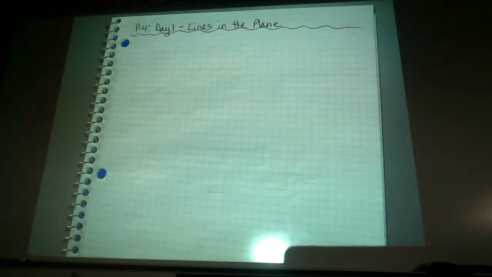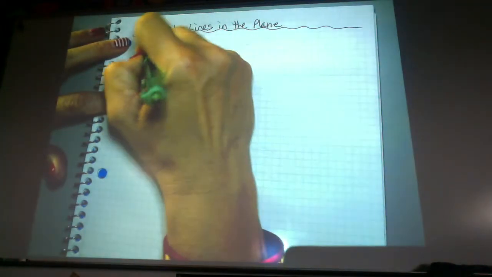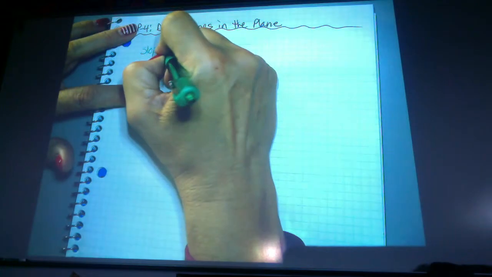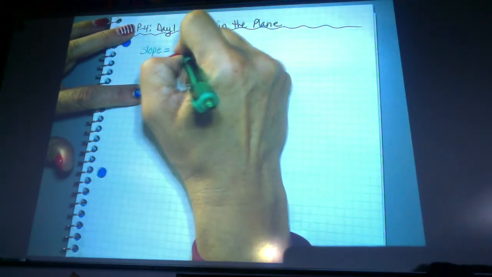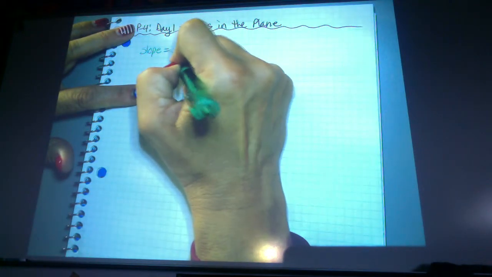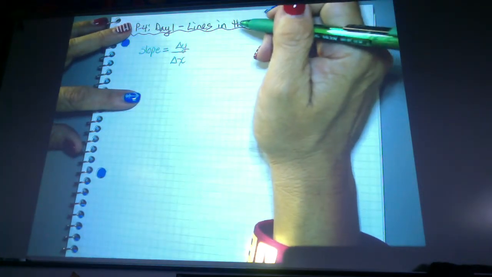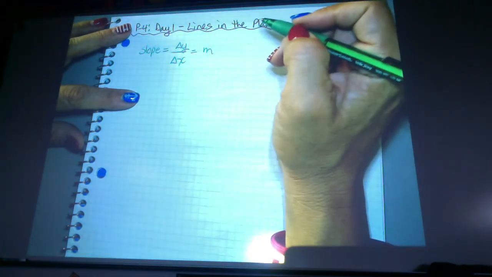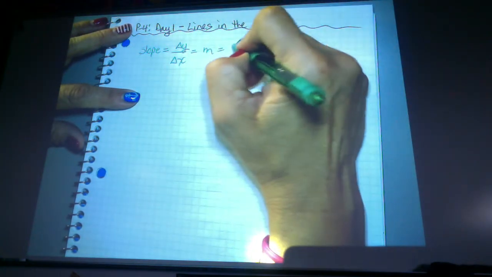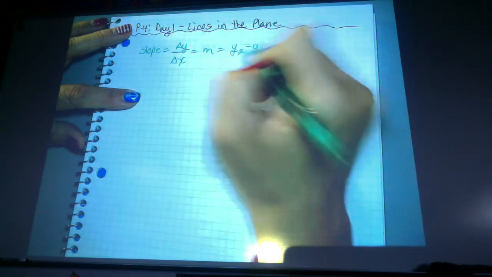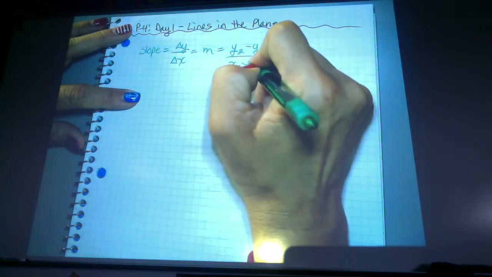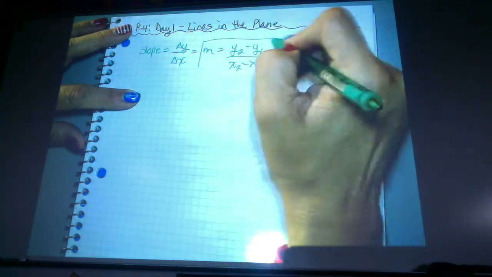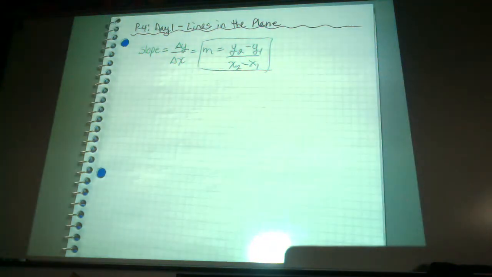So just a reminder of your slope formula. So slope is known as the change in y over the change in x, or the difference between your y's over the difference in your x's. It's denoted as m, and the actual formula is y sub 2 minus y sub 1 over x sub 2 minus x sub 1. I assume that you know that.